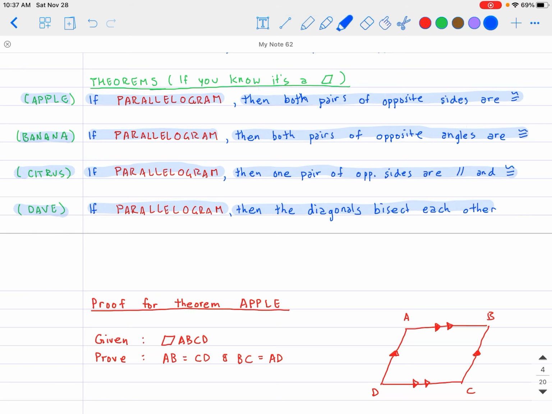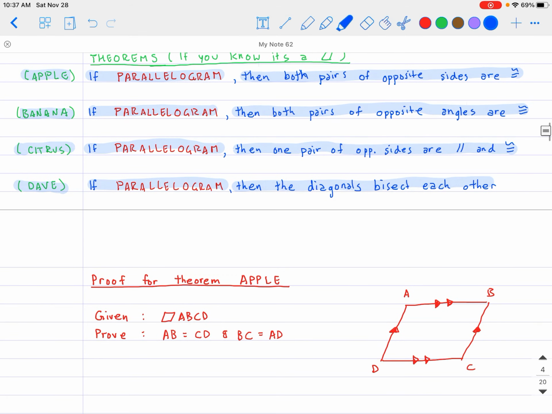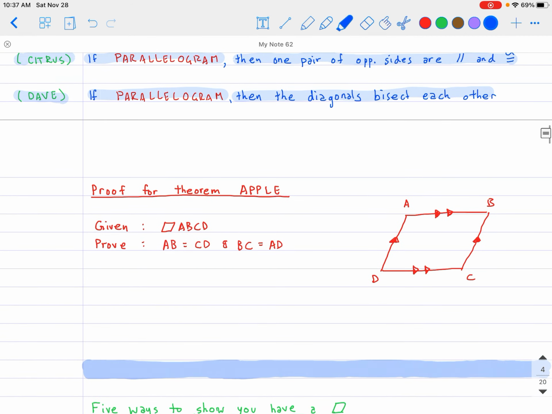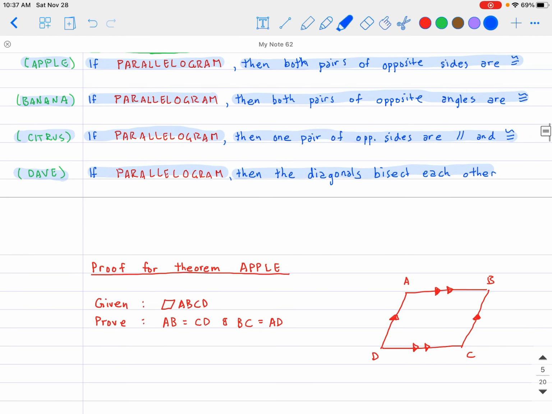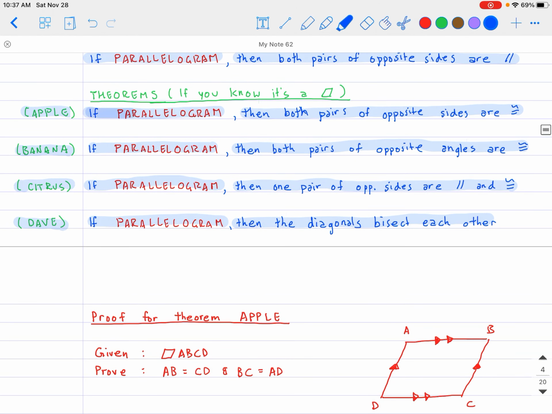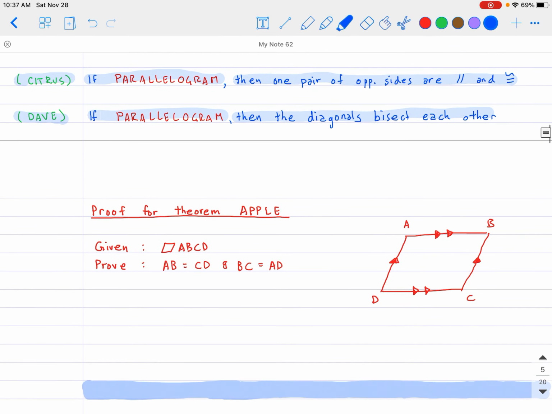Now, just to show you an example, I'm going to go ahead and prove theorem apple over here. In the first one, it says prove the following. Remember, theorem apple says that if you have a parallelogram, then the opposite sides are going to be congruent to each other. So let me write that as a restate. Given that you have a parallelogram ABCD, I want to prove that AB is congruent to CD, or equal to, and then BC is equal to AD.